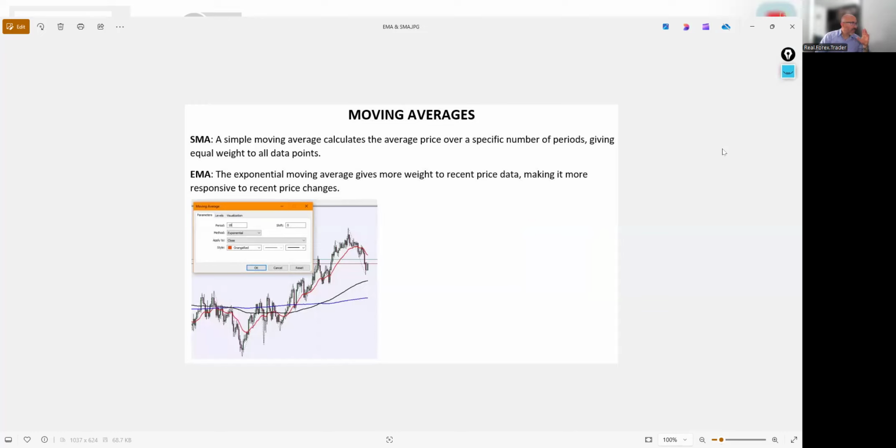There are two types of moving averages. We have the SMA, which is the simple moving average, and this basically calculates the average price over a certain number of periods. That gives us some very approximate data about the current momentum of the price. The EMAs are exponential moving averages, and they give more weight to the most recent data, okay? It's more responsive to recent price changes, but we can combine both, the EMA and the SMA. Let me explain how it works.